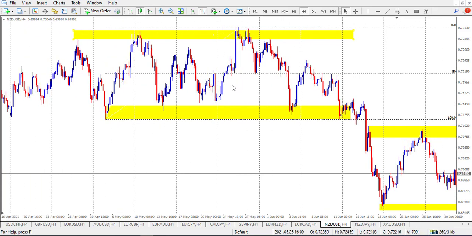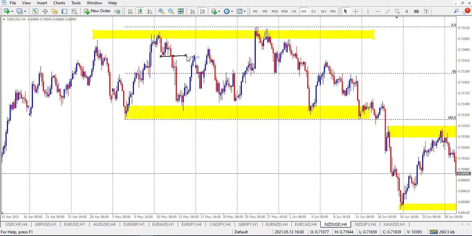Now I will need you to read the market structure within these consolidations. After this second touch, we have a break of structure inside this, and price coming back to retest an order block like this. So this would be your sell entry. Why? Because it's above the 50% level. You can be selling anything above this level and buying anything below this level. Your first take profit is the 50% line, and your second is the extremes here.